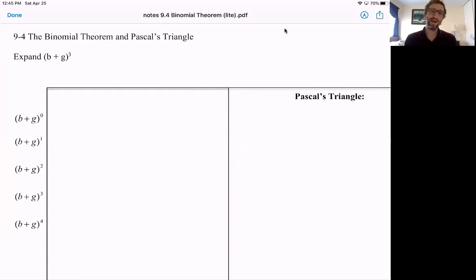Also, it has kind of a cool pattern. Maybe you've heard of Pascal's triangle before, but that's just kind of a cool pattern. Maybe you heard about it in geometry. Again, this lesson will be on the shorter side. You'll see the title is Binomial Theorem Light.